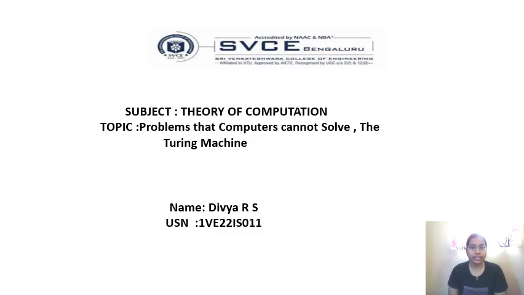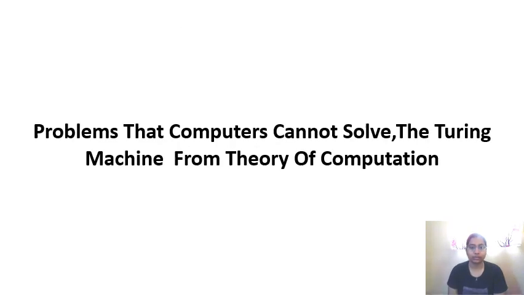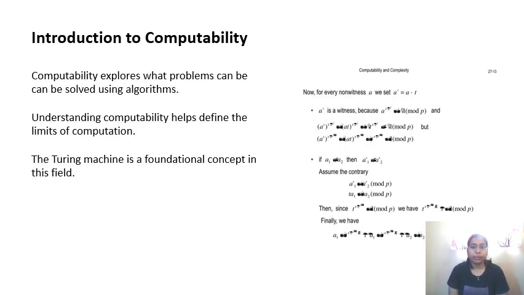Today in this video, let us discuss the topic problems that computers cannot solve, the Turing machine, from the subject theory of computation. Introduction to computability. Computability explores which problems cannot be solved using algorithms. Understanding computability helps define the limits of computation. The Turing machine is a foundational concept in this field.